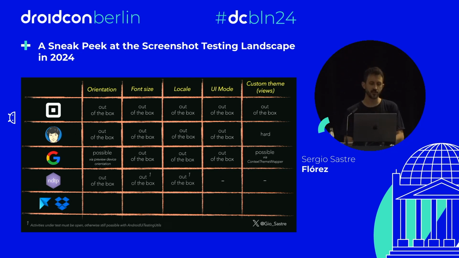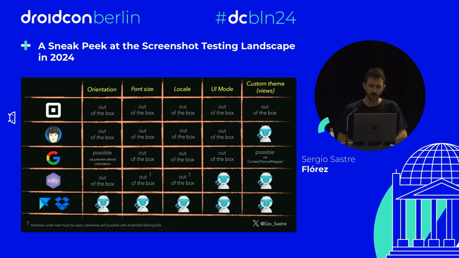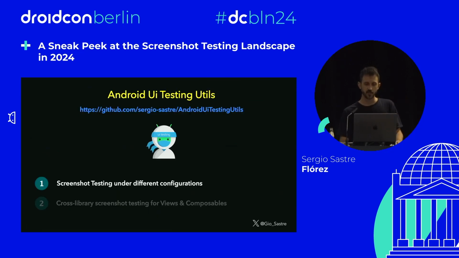Then we have Android Testify, which does not support UI mode and custom theme, and Shot and Dropshots, which support nothing. There is, however, one library that fills the gap. With this library, you can write a screenshot test for any library under all the configurations. It's called Android UI Testing Utils. I'm the author of it. It's completely free and open source.